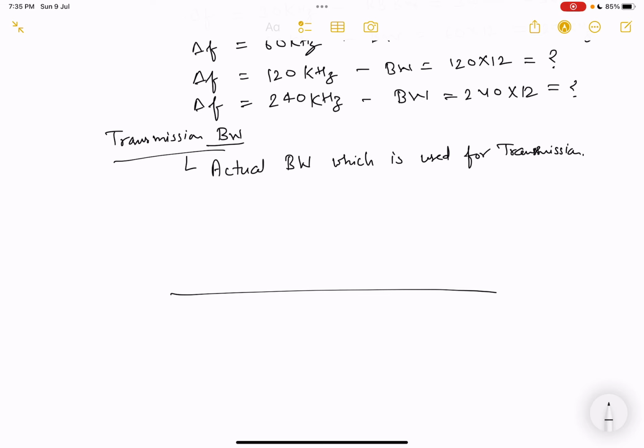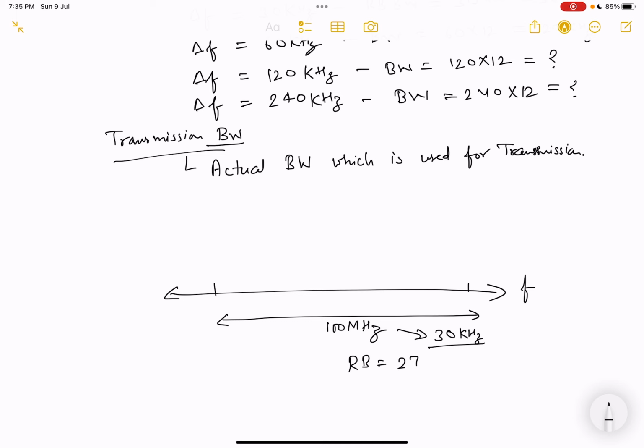So what happens is, suppose we have taken some bandwidth on a frequency scale. Total bandwidth is suppose 100 megahertz. If we look at the standard, for 100 megahertz and 30 kilohertz SCS, the number of RBs is 273. Then you can calculate the transmission bandwidth: 273 RBs, each RB has 12 subcarriers, and the subcarrier spacing is 30 kilohertz. So this much will be your transmission bandwidth.